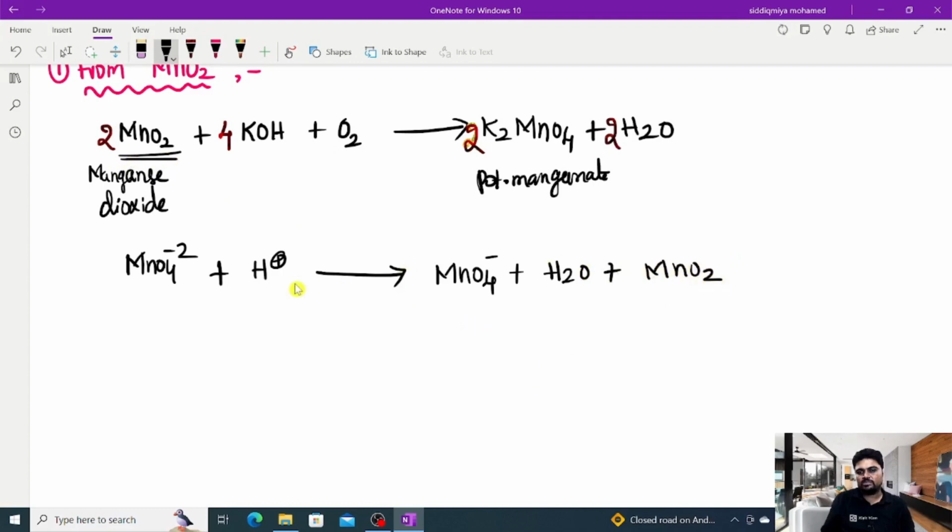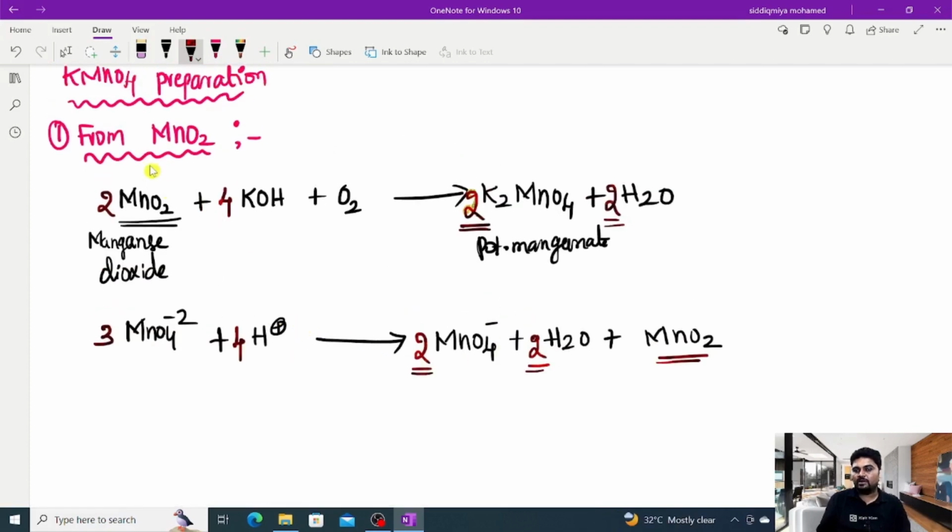Now balance this one. What I said in the first step, 2 and 2, you have to multiply the products here also, but not for manganese dioxide. It will come as 1 mole only. Now the manganese on the reactant side: 2 manganese plus 1 manganese, total 3. Then hydrogens: 2 times 2, 4 hydrogens. Now the oxygens are automatically balanced: 3 times 4 is 12 oxygens, and 4 times 2 is 8 plus 2 is 10, plus 2 is 12. This is the balanced equation from manganese dioxide.